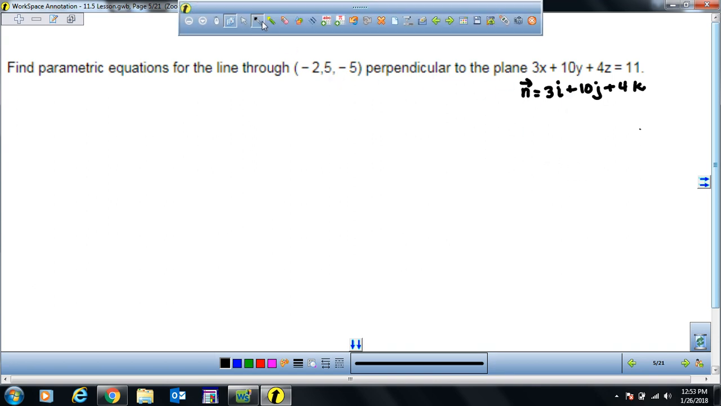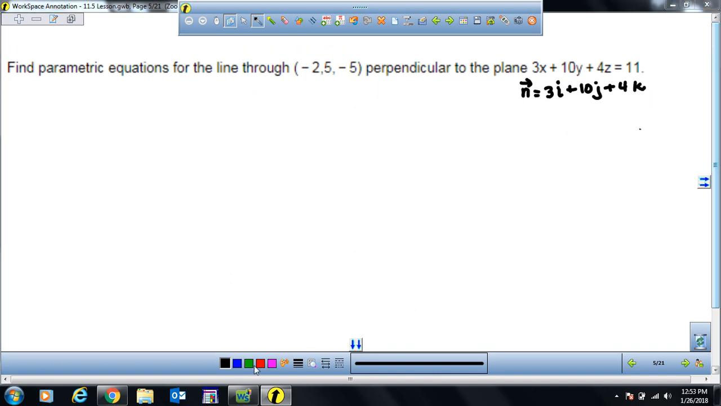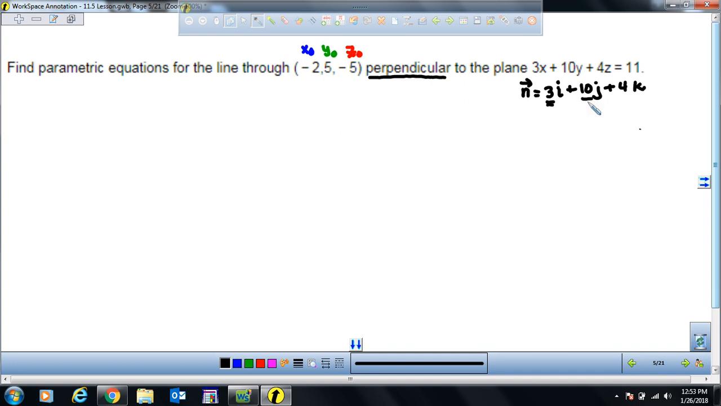Okay, we're going to get into sketching planes in three dimensions later. This is just one of the properties. So now, what do we know? We want an equation that passes through this point, so we can use this as our initial point. I'm going to use it as my x0, y0, and z0. And I want it to be perpendicular to this plane, so these are the components of a vector that will be perpendicular to that plane.